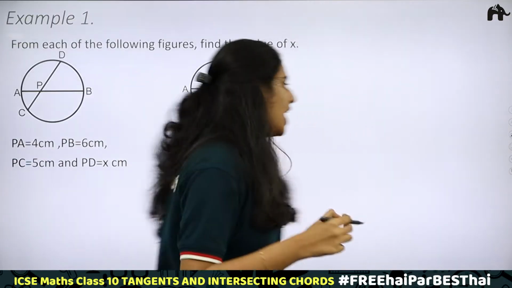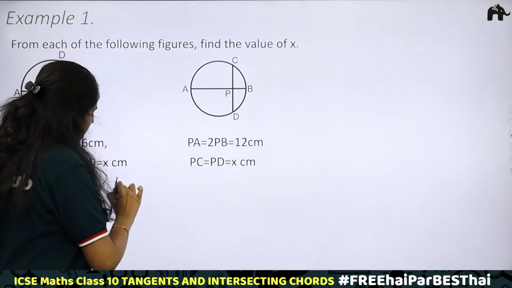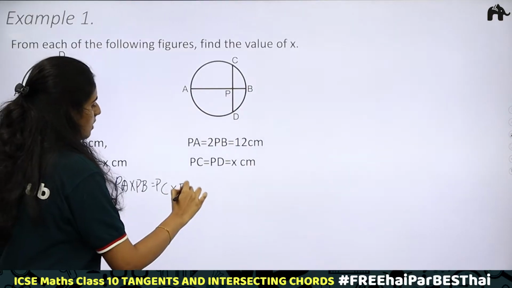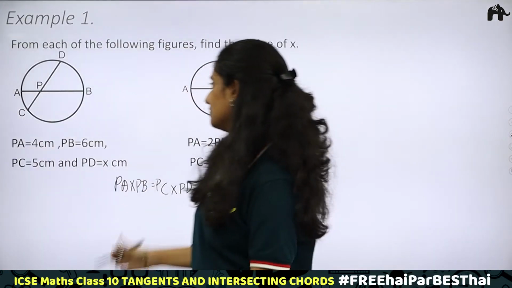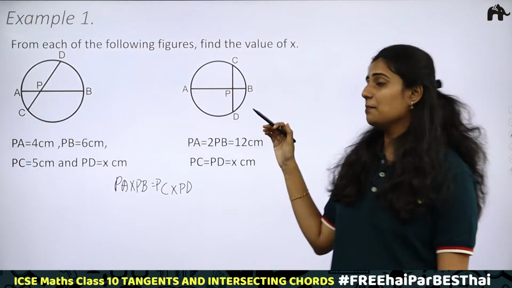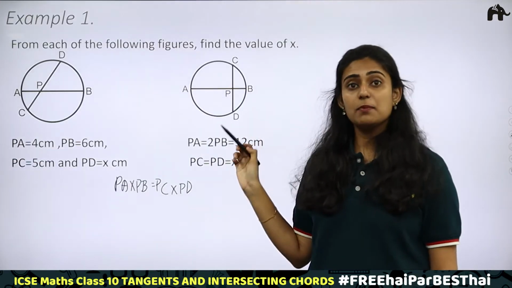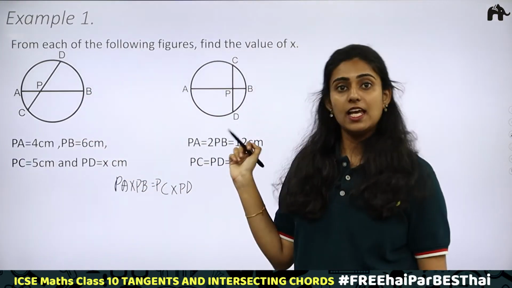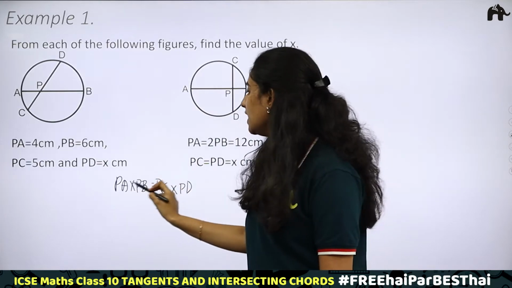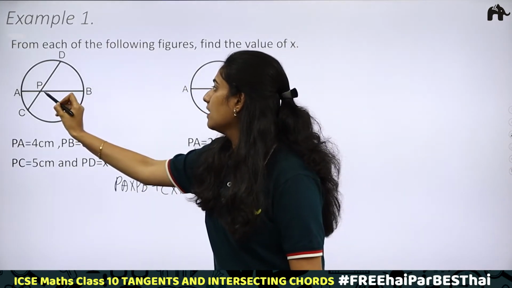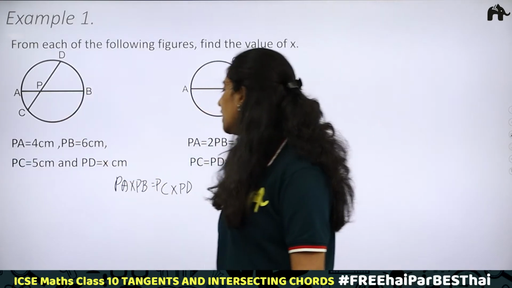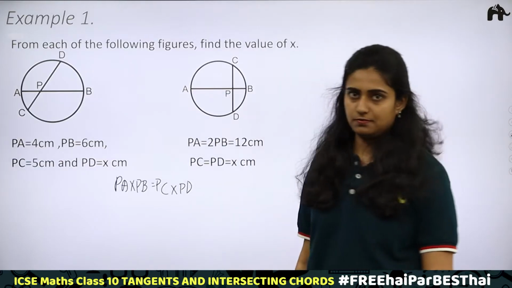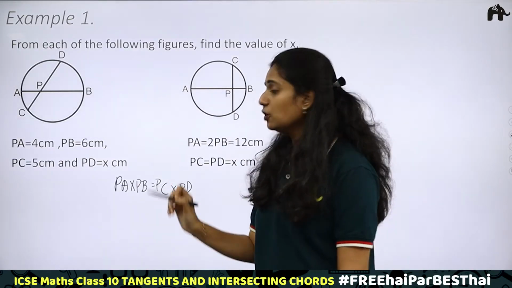How to find x? According to the theorem, we have PA into PB is equal to PC into PD. What was the theorem? We have studied the theorem. That is, when two chords meet internally or externally, then the product of the length of the segments of the chord will be equal. Therefore, PA into PB. PA is one and PB is the second part of the chord. The product, when taken, will be equal to PC of the other chord and PD of the other chord. Now just put the values.